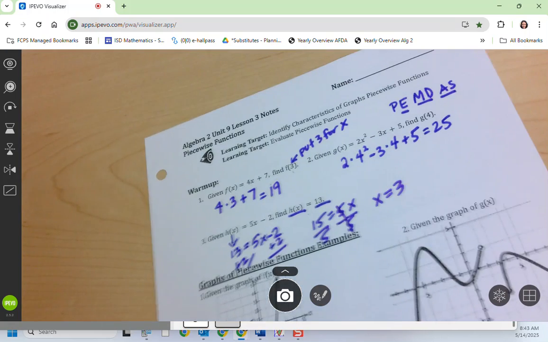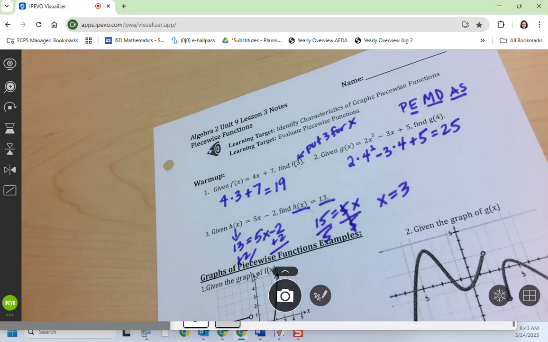Do you have any more of the notes? Mm-hmm. They're by the door.